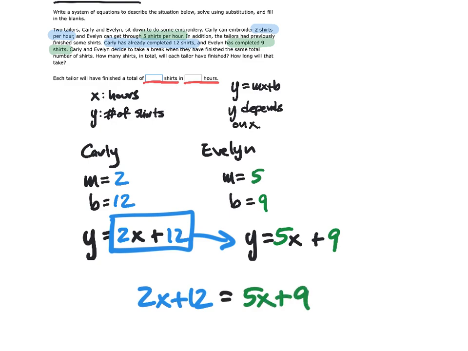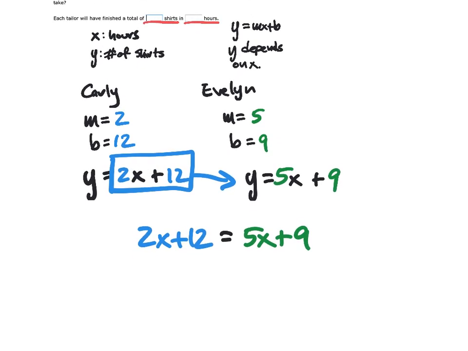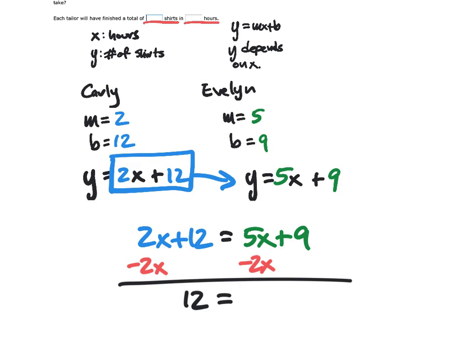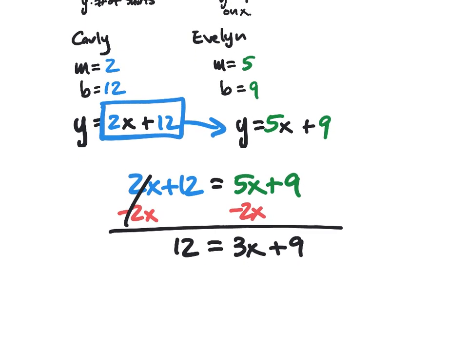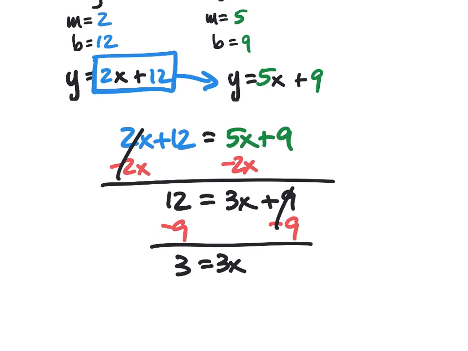Now we can solve this equation for x. I'm going to move the 2x over to both sides, and we'll drop down the 12. 5x minus 2x gives us 3x plus 9. Then let's subtract 9 from both sides, which gives us 3 is equal to 3x. We divide both sides of this equation by 3, so x is equal to 1.